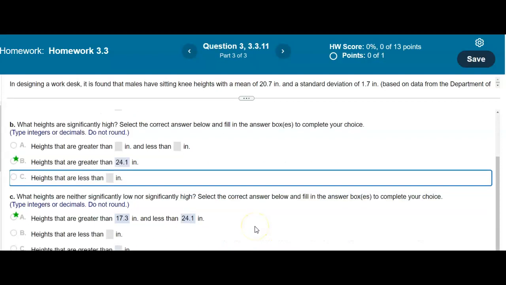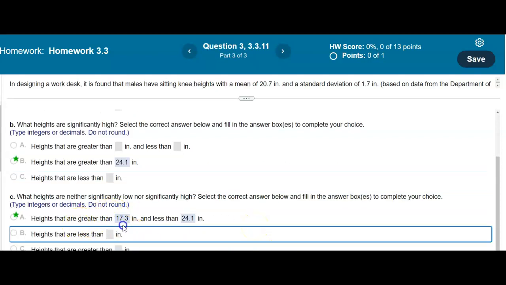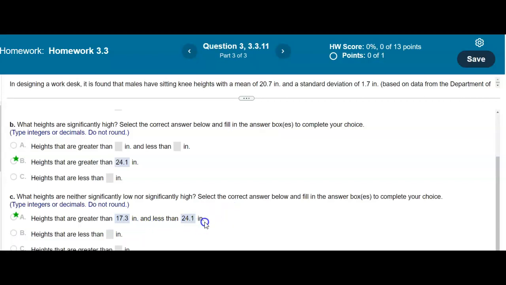So in this case here, the answer would be heights that are greater than 17.3 inches and less than 24.1 inches.